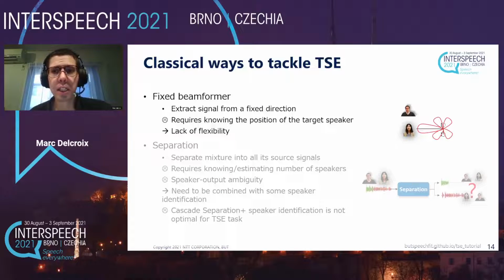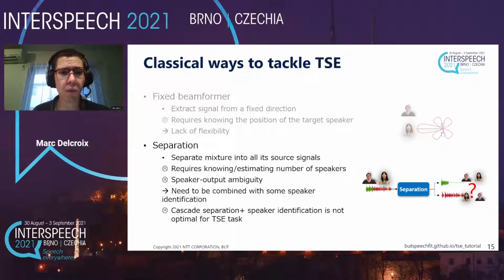So you can think that it's possible to realize this using classical approaches. And indeed, if you have a microphone array, for example, you can use a fixed beamformer to extract the signal coming from a fixed direction. So in a way, this would realize target speech extraction. However, it requires knowing the position of the target speaker, which may lack flexibility in practice.